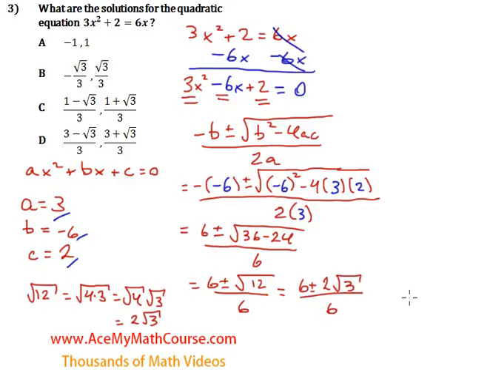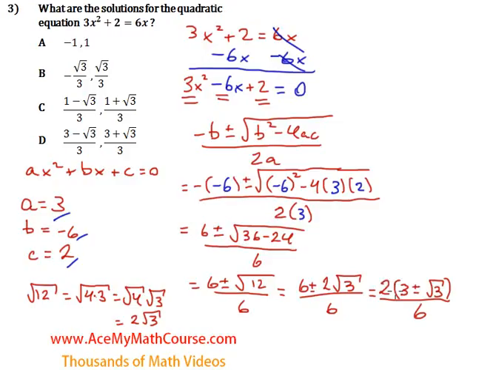Great. Are we done yet? Almost. We can simplify a little bit more. And how can we do that? Well, I can factor out a 2 over here. 6 divided by 2 is 3. 2 divided by 2 is 1, so we can just have plus or minus 1 times root 3, or just root 3, all over 6.